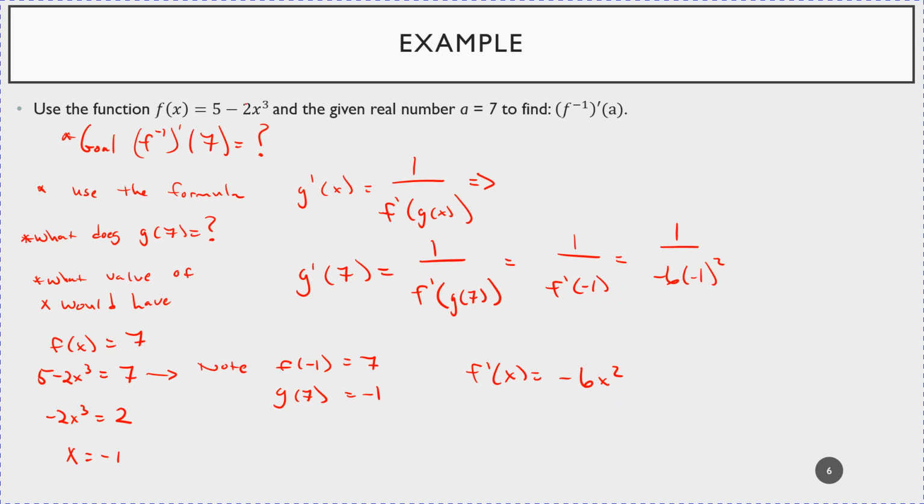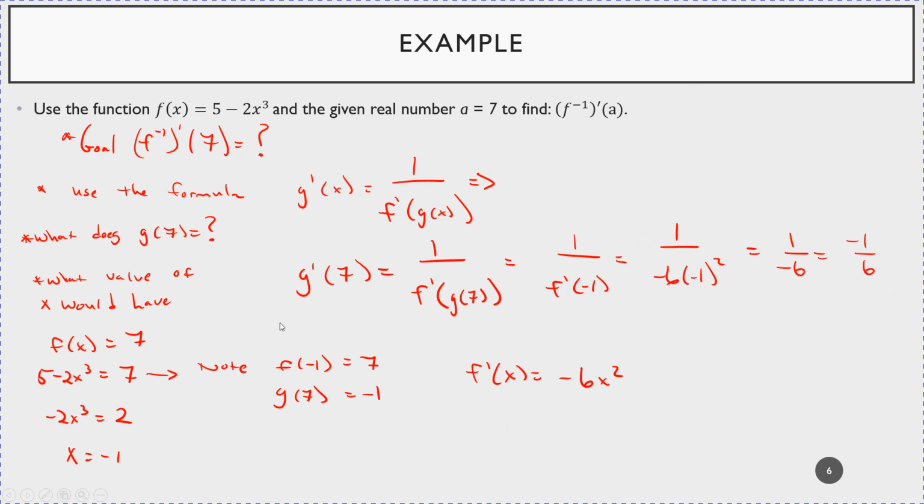I think I misspoke there. f prime of x here is -6x squared. I think I might have said x cubed, but regardless, -1 squared is 1, and then you have 1 over -6, or just -1/6. So you just had to use your rules of inverse functions to be able to solve this.